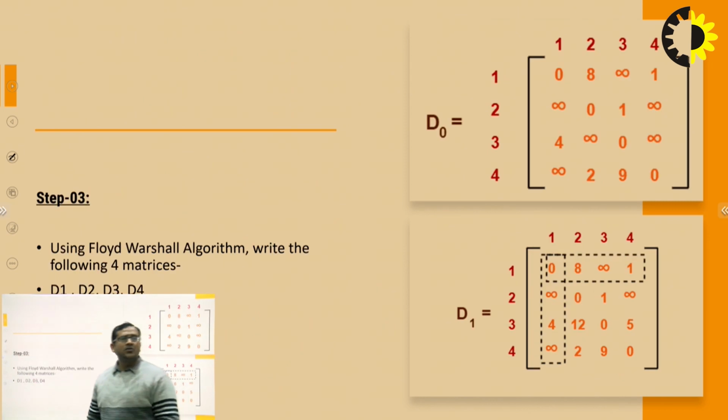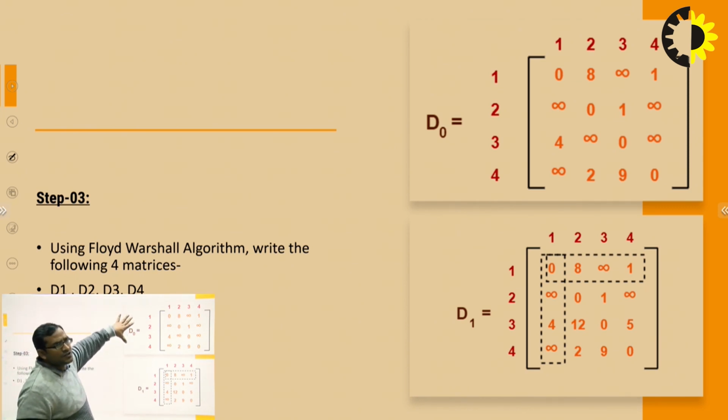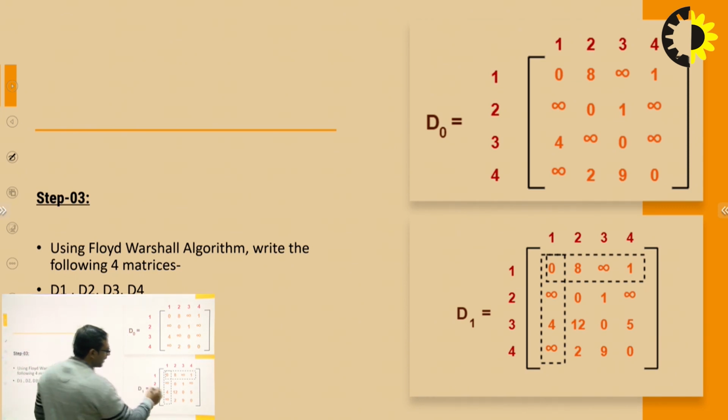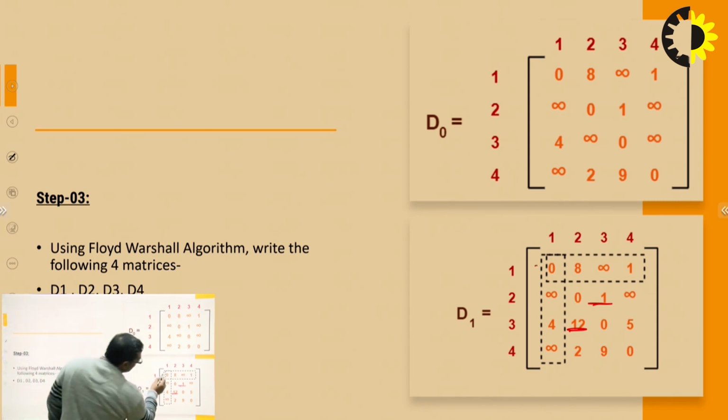Okay, I'll go to the next slide and you can see here D1 is calculated from D0. If you compare, this one value was previously calculated as 1, and this one I am calculating as 12 here, right? So both the values match here, and if you look, the diagonals are the same.